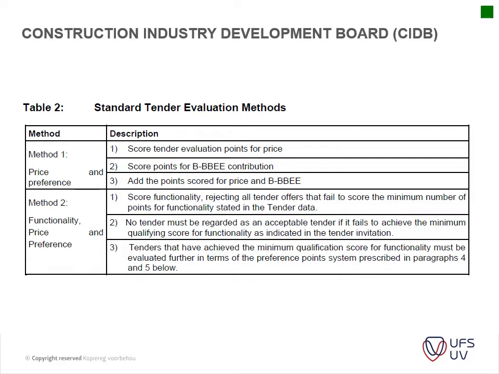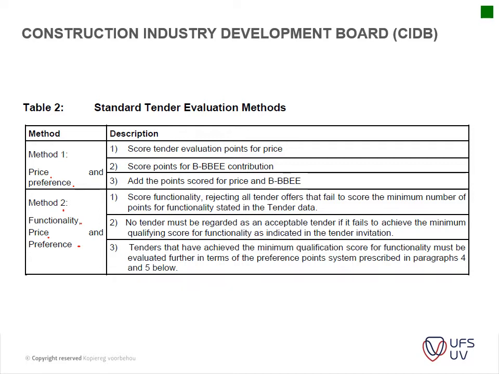Then we look at the standard tender evaluation methods. So according to the CIDB, there's a couple of tender processes when looking at tenders. So you've got method 1, which looks at the price and preference. And then we've got method 2, which looks at functionality, price, and preference. So in short, and the summary is basically if it's price and preference, it's only your price and then your BEE status. When it's your method 2, which is the one that I've been involved in most, you have your functionality and then you've got your price and preference.